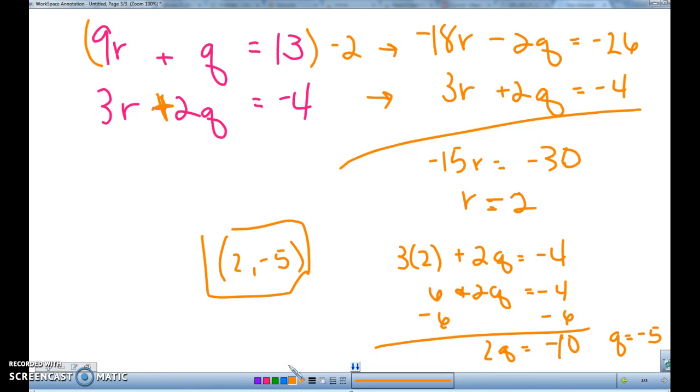If you did not do it this way, but instead maybe you multiply the bottom equation by a negative 3 so that your r's canceled, you should have gotten the same answer. It just works slightly differently. Both ways are totally okay. Okay? You can multiply one or the other. It's not a big deal. Okay? So let's try this last example together.